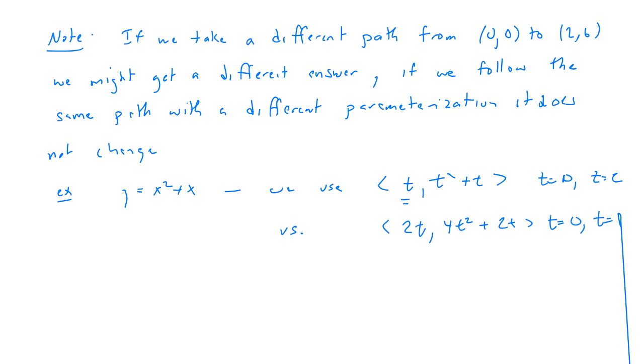So in a bigger example, if we're going along a circle, if I go from 1, 0 to negative 1, 0 along the circle of radius 1, if I use t comma square root of 1 minus t squared versus cosine of t comma sine of t, it is not going to matter.